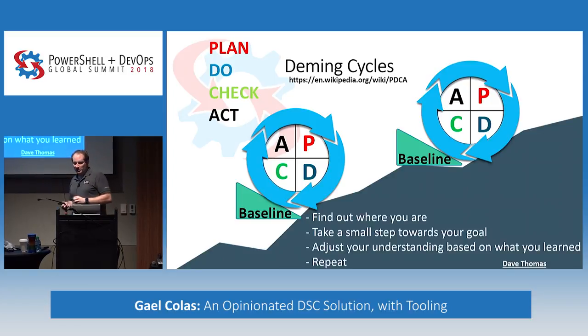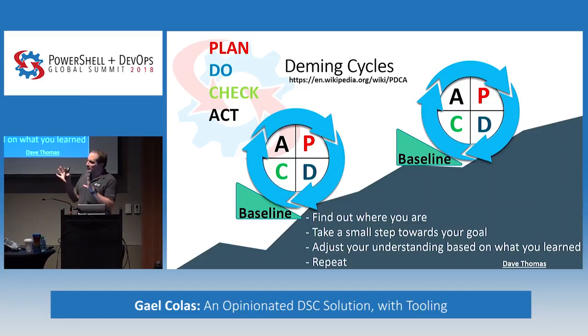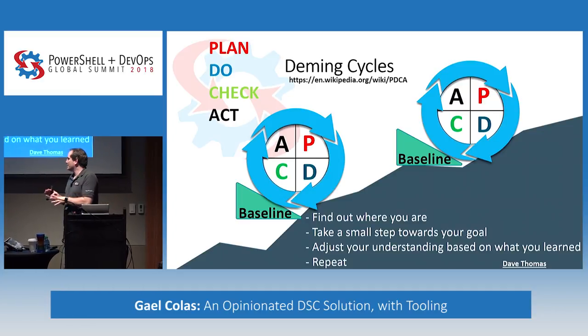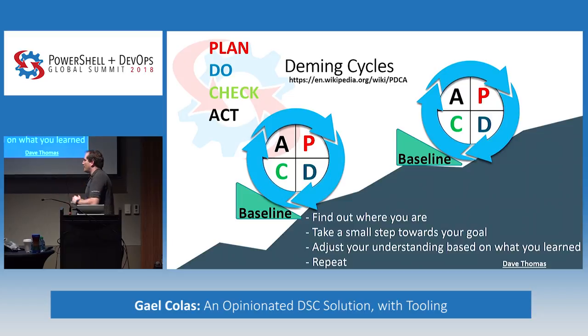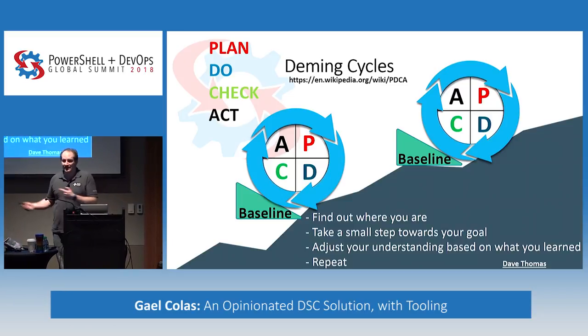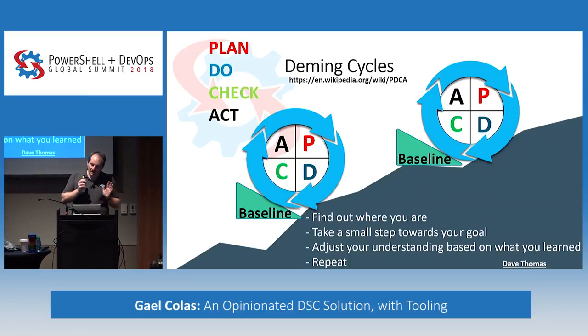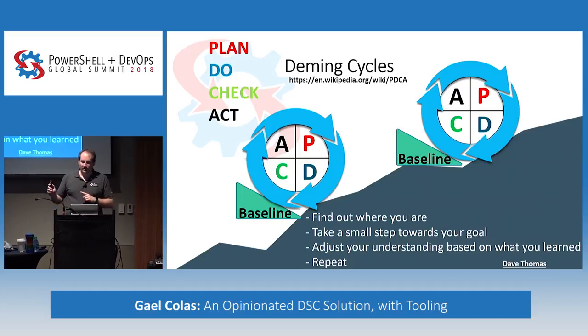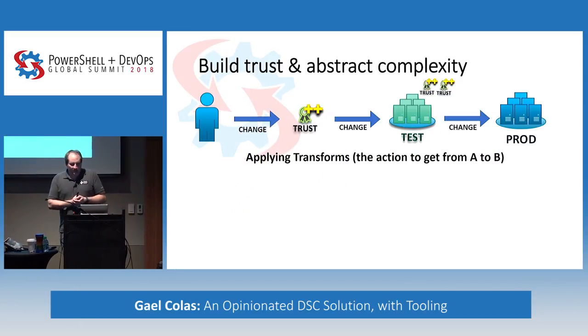And that's another very good quote from Dave Thomas, which is in his talk and his blog post, Agile is dead, long live agility. Find out where you are, take a small step towards your goal, and then adjust your understanding based on what you learn, and repeat. This is agility. It's as simple as this. Start now, and then make sure you look back to know if you're going in the right direction, and then always try to improve. So how to build trust and abstract complexity?